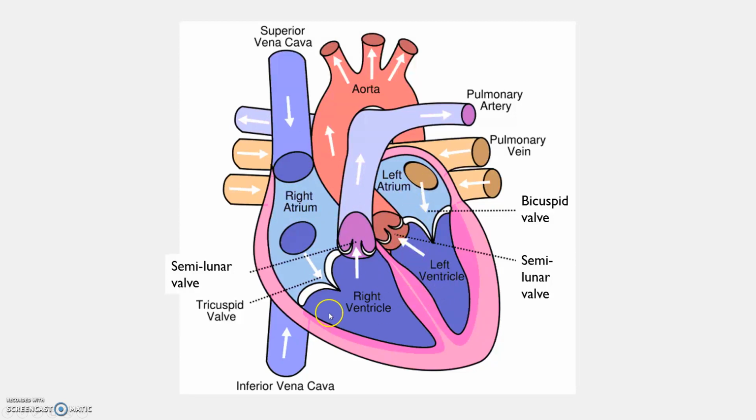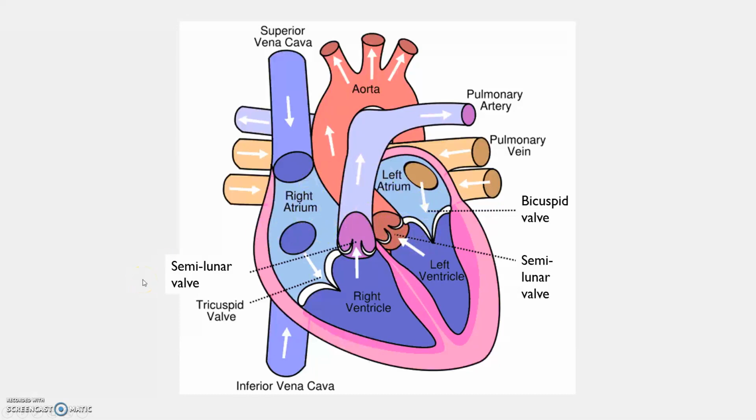What you also need to be aware of are these valves here. In between the right atrium and right ventricle, we've got the tricuspid valve. Then in between the right ventricle and this here, which is the pulmonary artery, we have the semilunar valve. Between the left atrium and left ventricle we have the bicuspid valve. Then between the left ventricle and the aorta, we have another semilunar valve. They're called semilunar because they look like a half moon. Semilunar. So I want you to get that down.